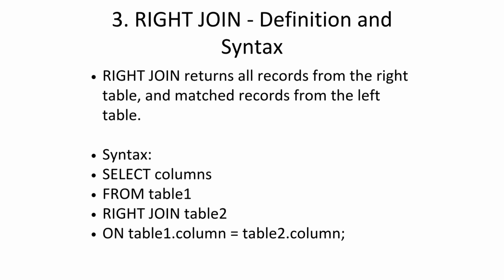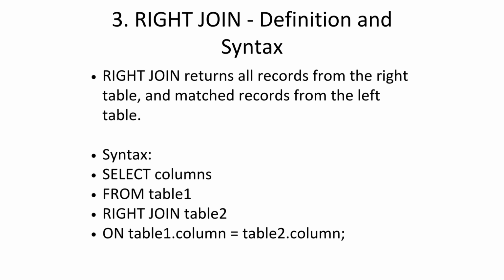Right join definition and syntax. Right join is the reverse of left join. It returns all records from the right table and the matched records from the left. If there is no match, nulls are used for left side columns.